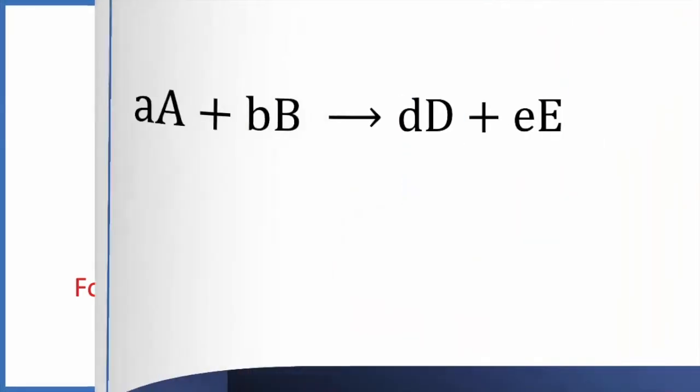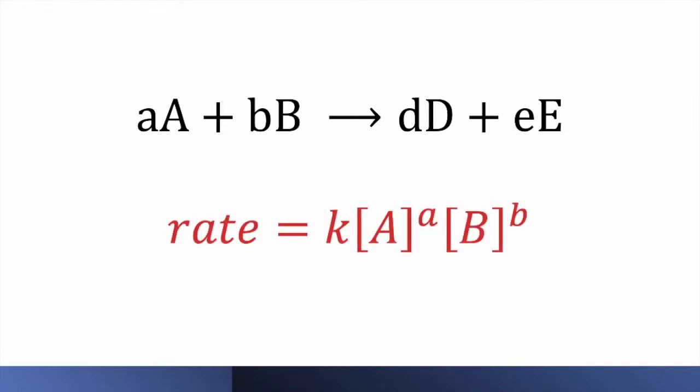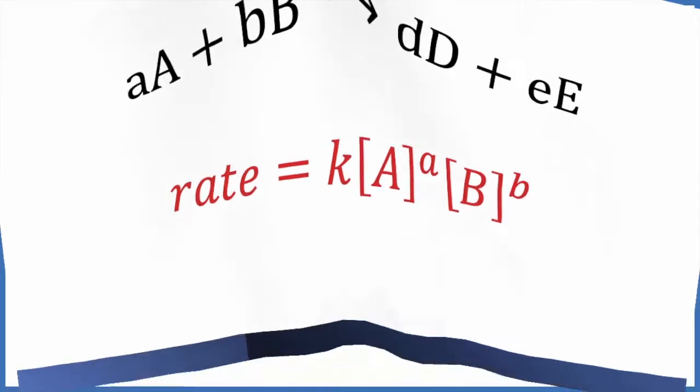For any elementary reaction of this general form, where you have A and B being the reactants, D and E being the products, and little a, little b, little d, and little e being the coefficients, we can form a rate law. Rate equals k, concentration of A to the little a, concentration of B to the little b, where a and b are actually the stoichiometric coefficients. This will make more sense in an example.